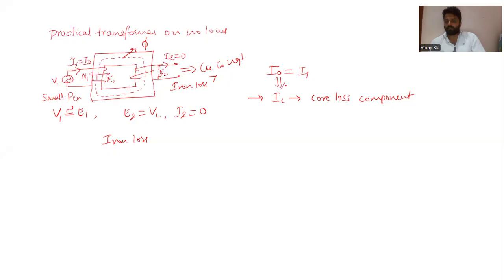So this no load current is having two main components. The first component is the core loss component, which is responsible to produce iron loss or else core loss. Core is made up of iron, so you can also call this as iron loss or core loss. Also this core loss component is always in phase with V1, that is input voltage.